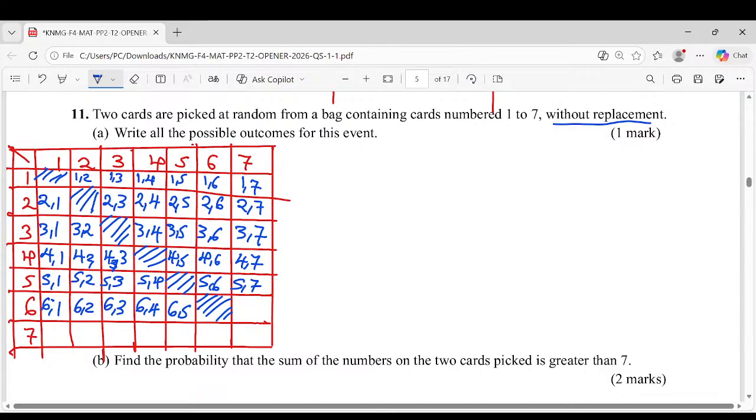Then 6,7. Then we have 7,1; 7,2; 7,3; 7,4; 7,5; 7,6, but you cannot pick another 7. So that one is like that. So that is a probability space. But now they say, write all the possible outcomes for this event.